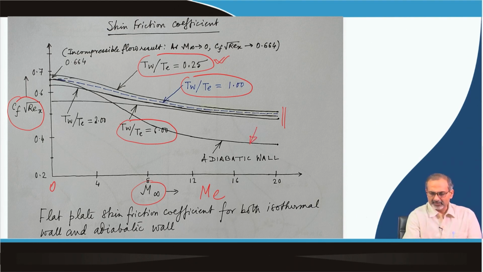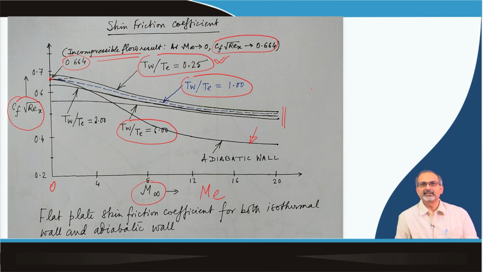And here comes the adiabatic wall distribution. And an interesting point to note over here is the point 664, which has a particular relevance. It is basically the incompressible flow result. As m infinity tends to 0, the Cf into root Rex will be tending towards 0.664, which we have discussed earlier also from the Blasius solution. So, this basically gives you the flat plate skin friction coefficient for both isothermal wall and adiabatic wall cases. This is a very important and interesting distribution.